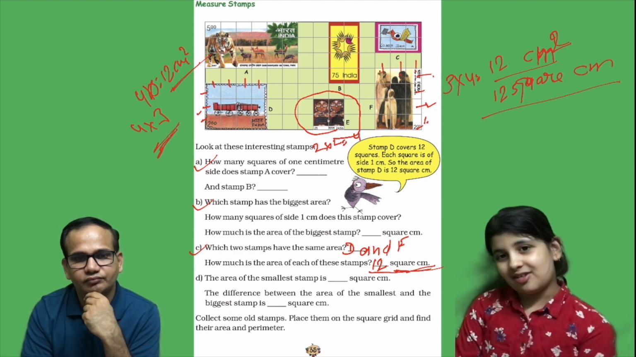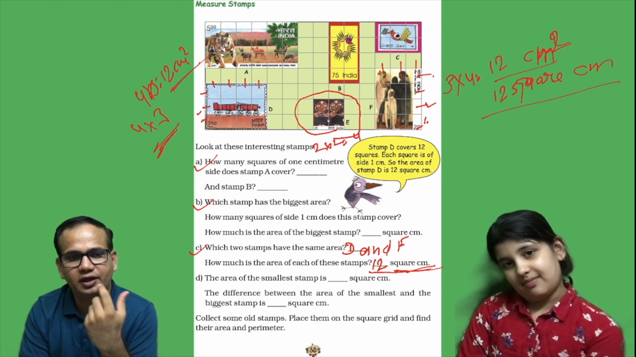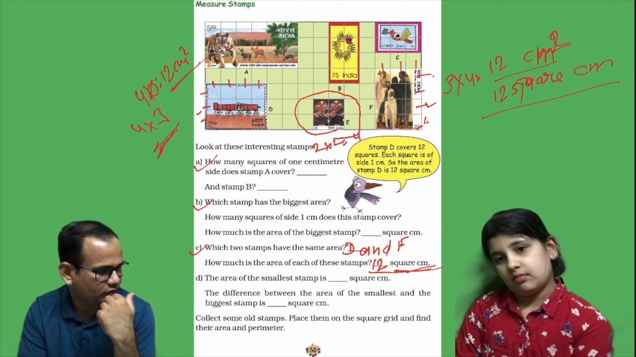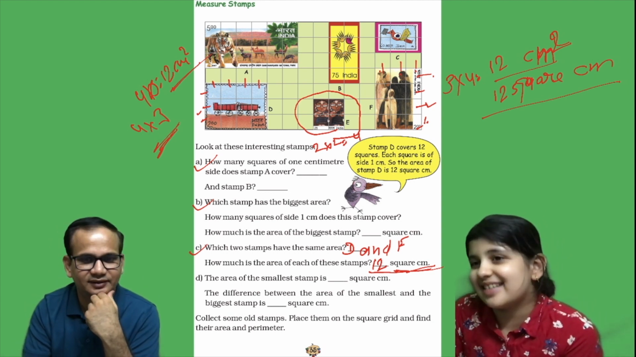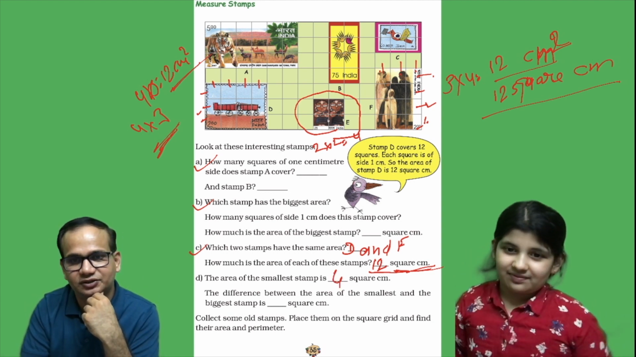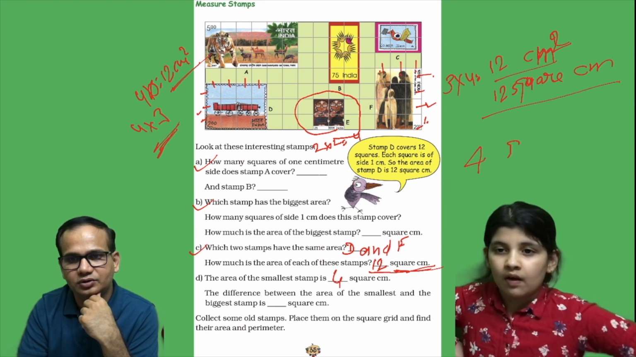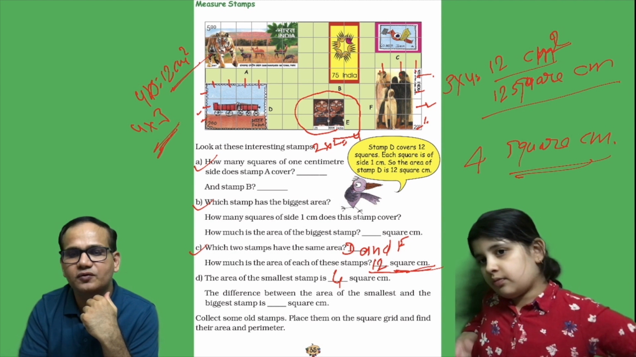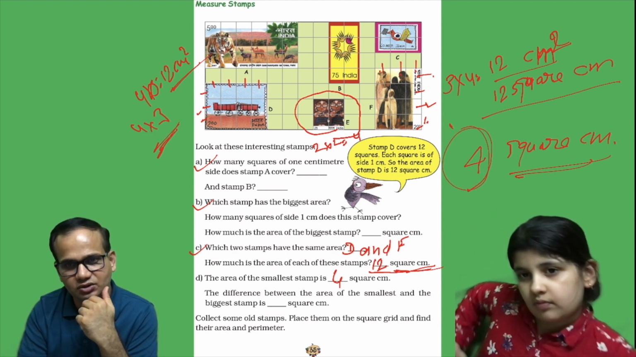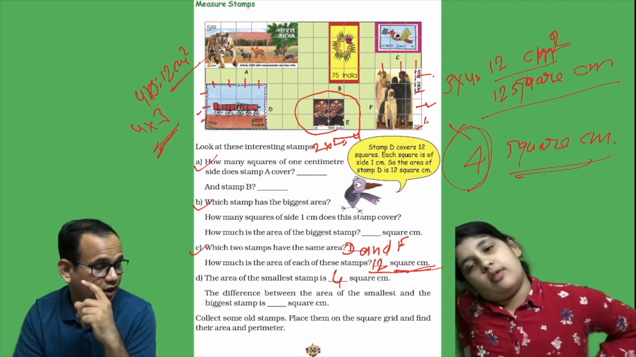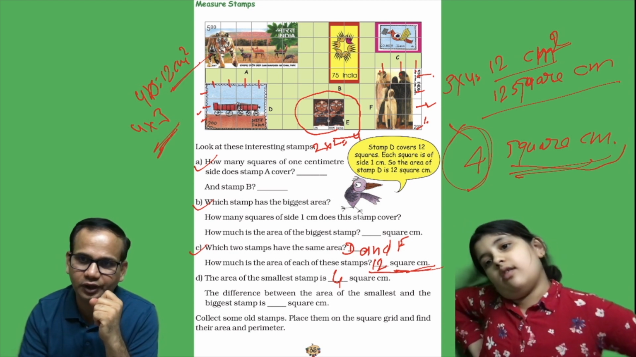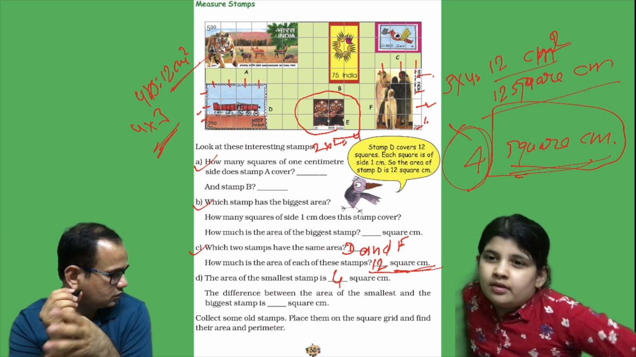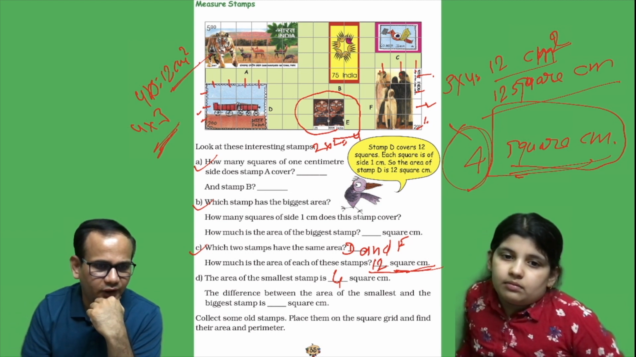So what is the area of the smallest stamp? 4. What do you mean by 4? 4 kilometers? 4 square centimeter. It should be area 4 square centimeter, CM2. If you say only just 4, that is the wrong answer. This we call the unit, Avisha. Unit always should be there. Okay, we'll go ahead.